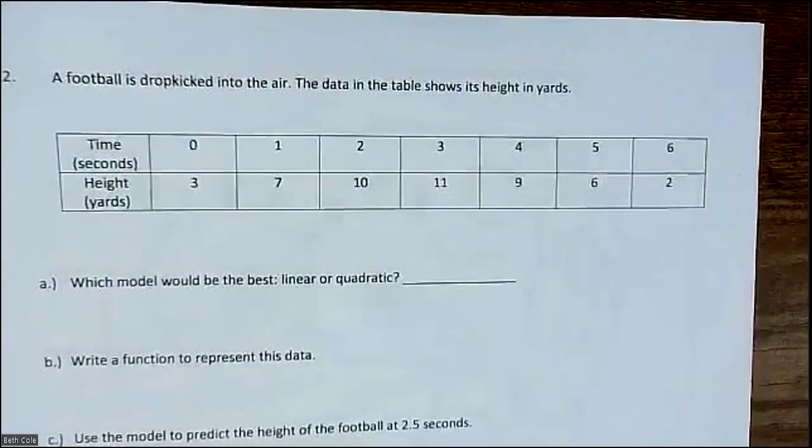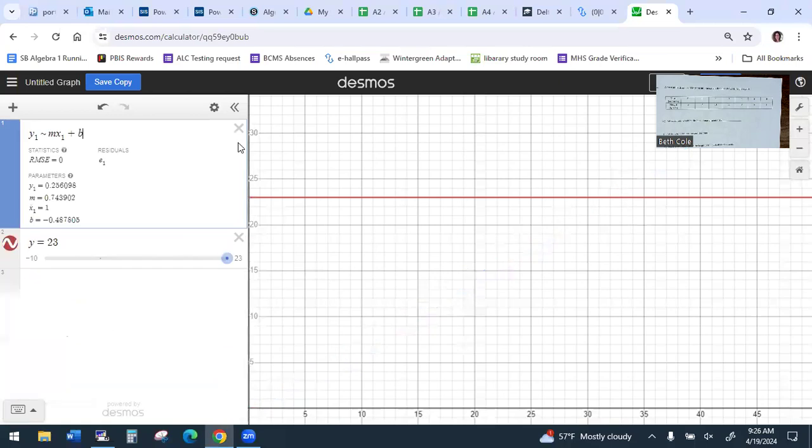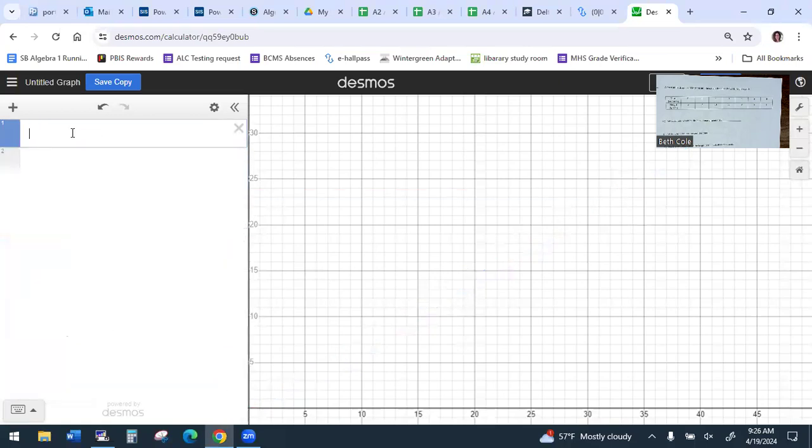All right, we're gonna try one more. A football is kicked into the air. So here, let me clear out all of this. You have to clear it out and start completely over. Make a new table.